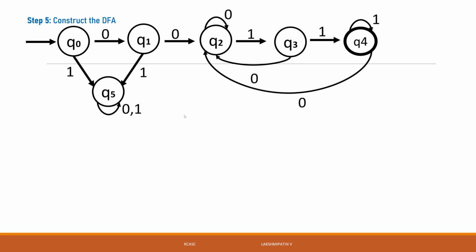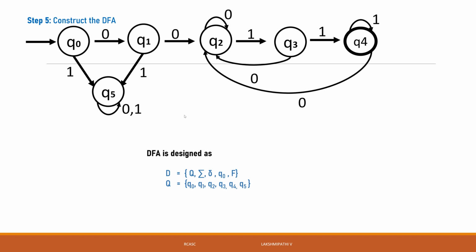After that, we need to define the DFA. After drawing the diagram, we need to show the transitions. The DFA consists of 5 tuples: Q, sigma, delta, Q naught, and F. Q is a non-empty finite set of states, because non-empty means it is countable. Q0, Q1, Q2, Q3, Q4 according to the final construction.